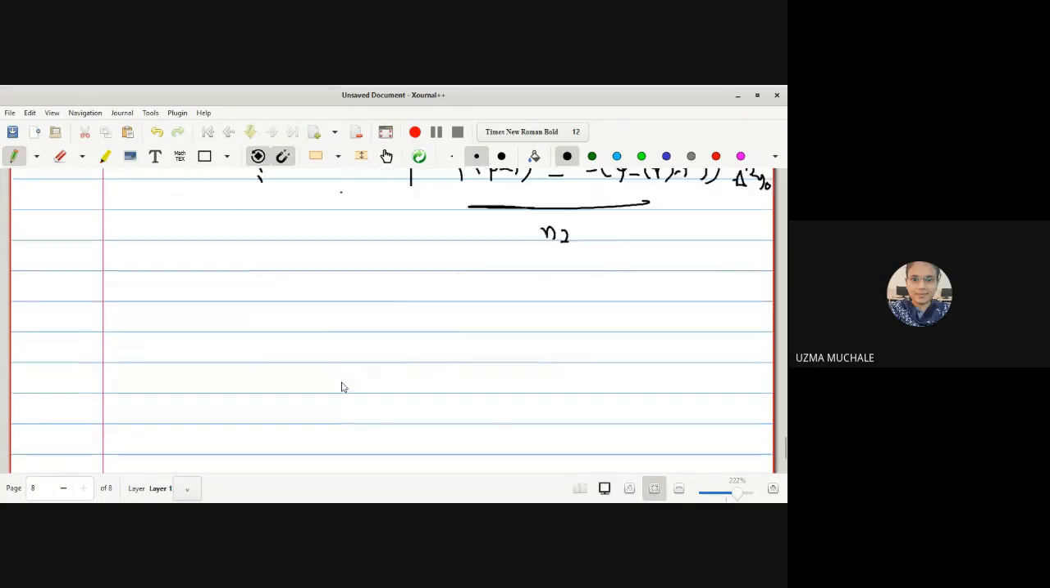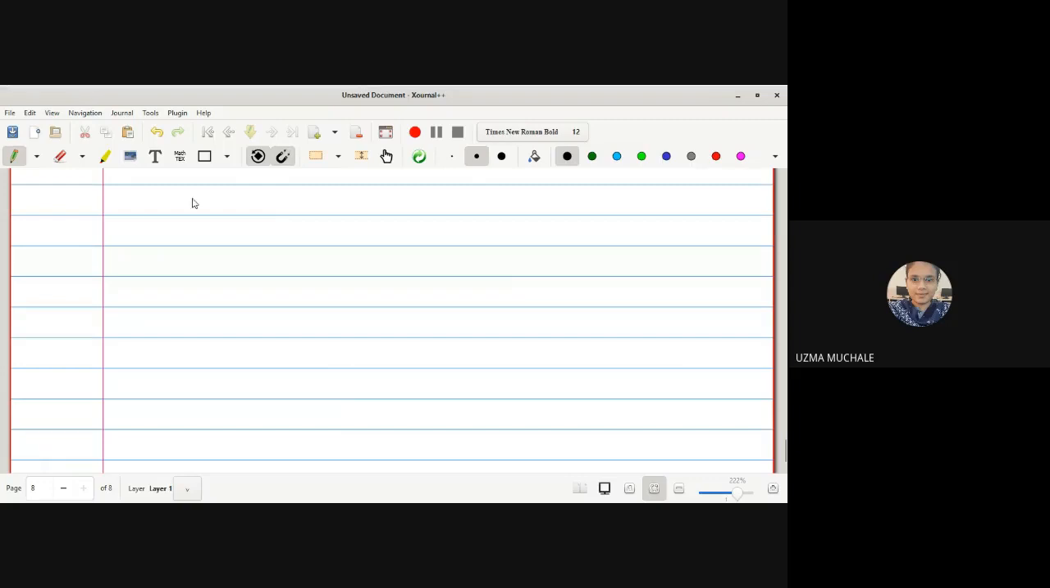Let us find out similarly for Newton's backward difference interpolation, or you can say Newton's backward difference interpolation formula in short.